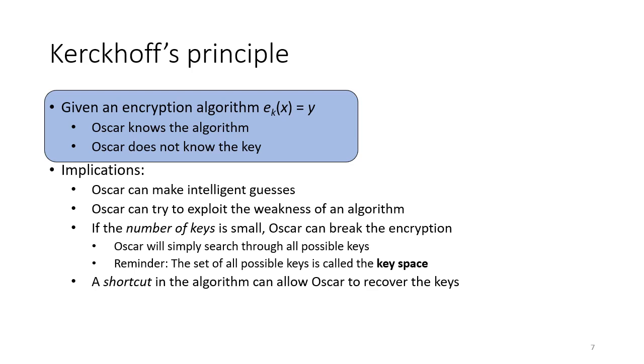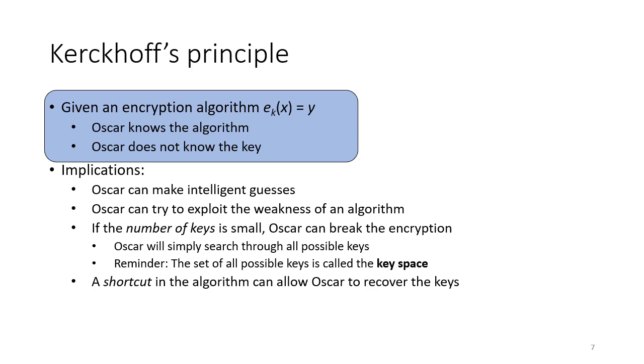But what it also says here is that since Oscar does not know the key, he can make some intelligent guesses. He can try to exploit any known weaknesses of the algorithm. But most importantly, if there are only a small set of keys, so Oscar knows that there are like 10 odd keys that anybody can use, then he can try each one of them. And this is called a brute force attack, where you try every possible key. And the set of all possible keys is called the key space. The number of keys is how many keys are there in this set.